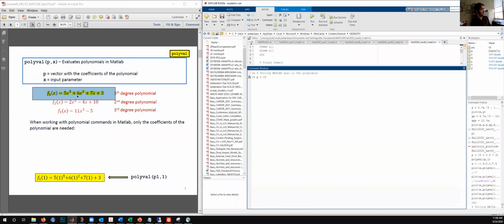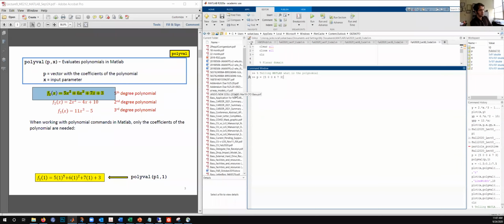The cofactor for x to the power of 4, which is the next lower power of x: there is no x to the power of 4 term, so it should be 0. The cofactor for x to the power of 3 is again 0 for this polynomial because there is no x cubed term, so 0. The cofactor for x squared is 6, so there goes 6. The cofactor for x to the power of 1 is 7, so we write 7. And for x to the power of 0, which is 1, the cofactor is 3, so we write 3.